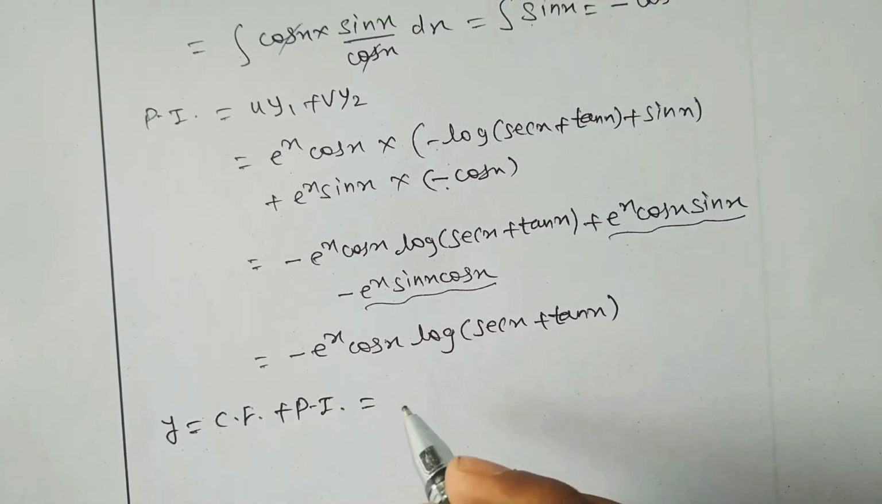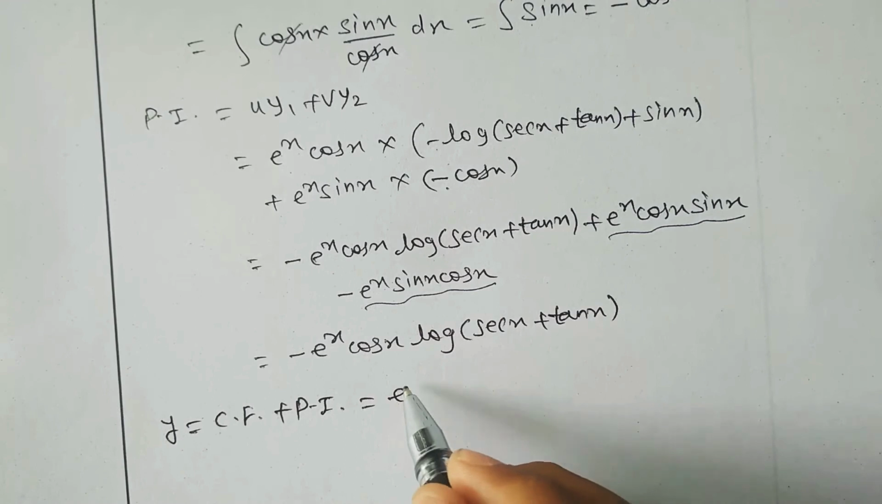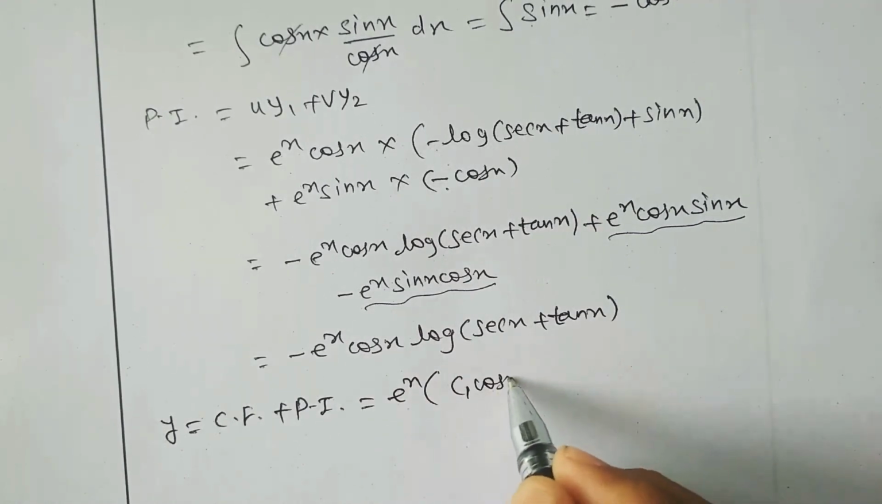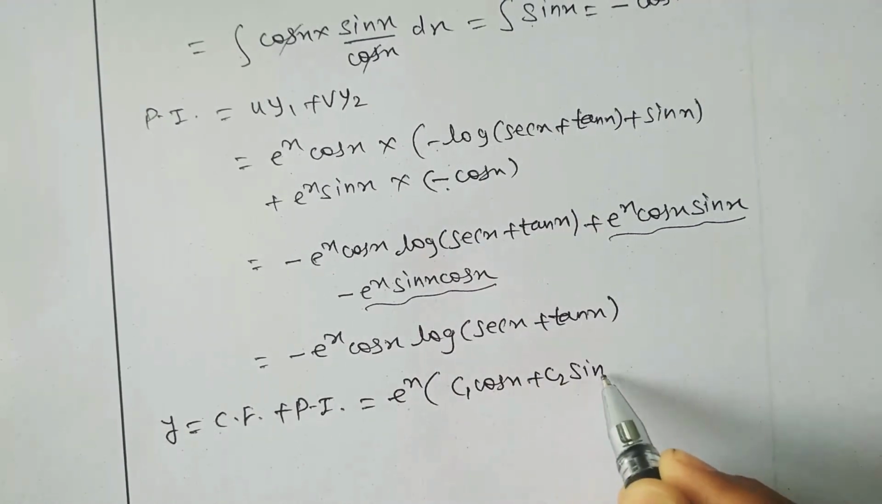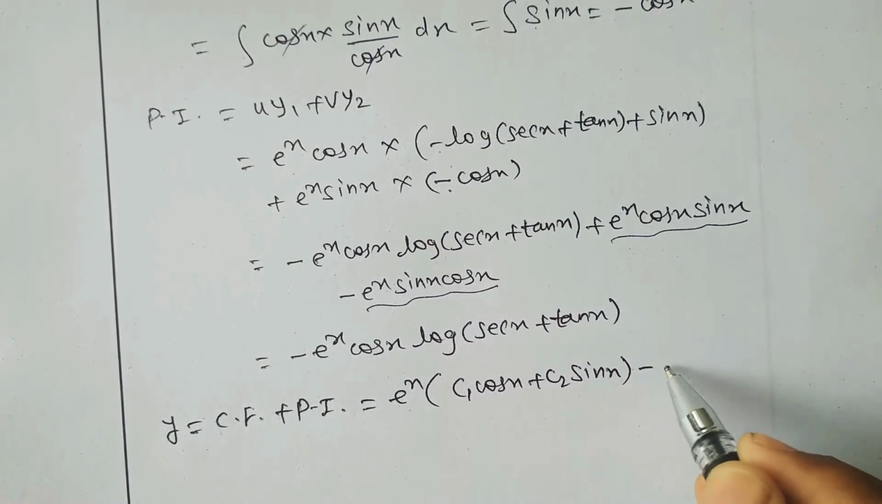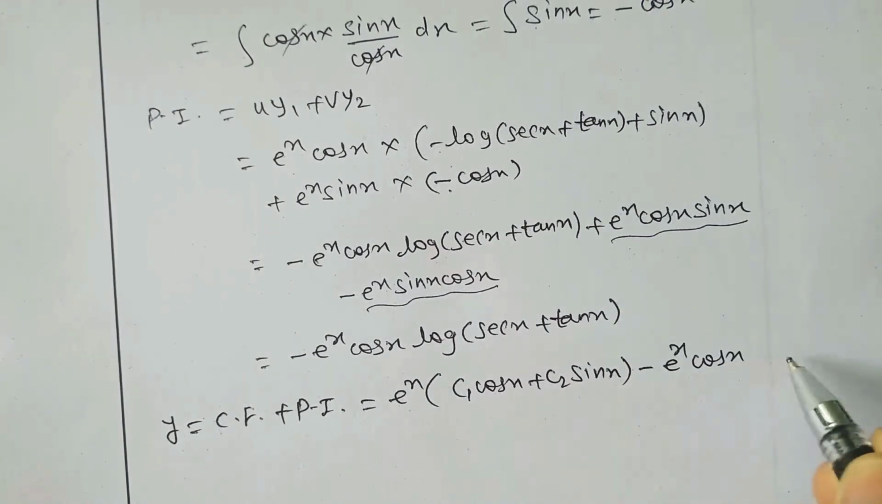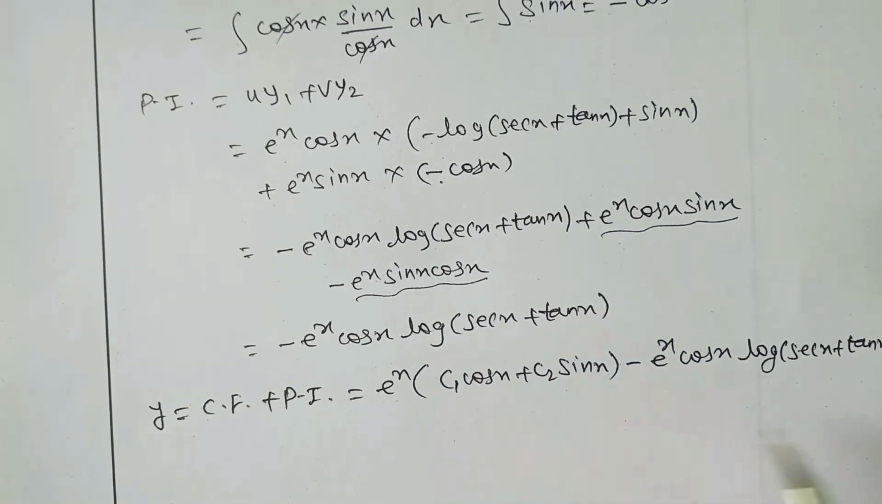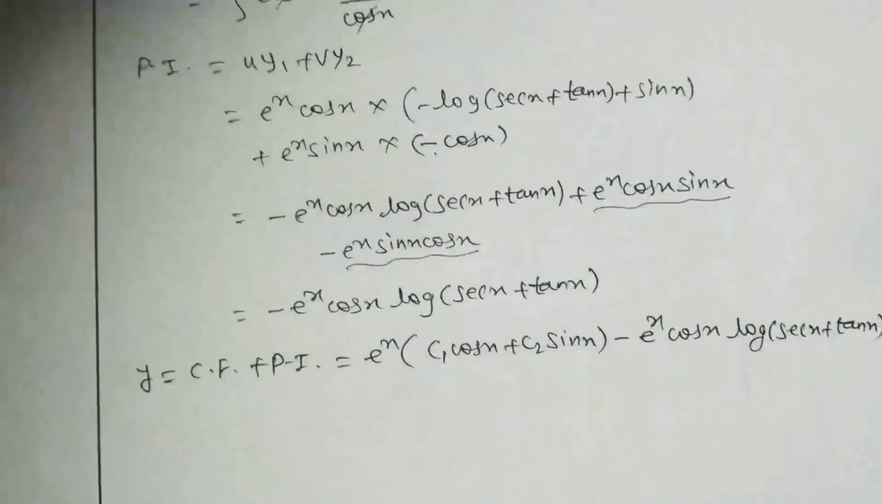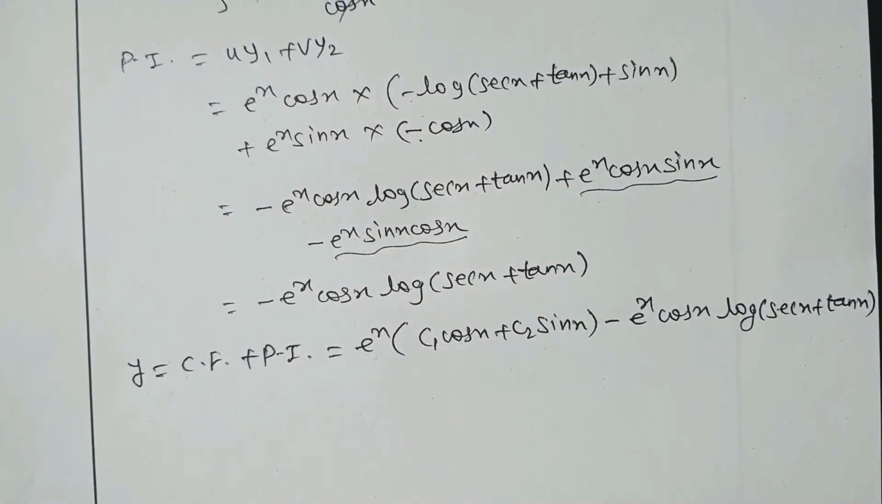CF is e raised to x into bracket c1 cos x plus c2 sin x. PI is minus e raised to x cos x log of sec x plus tan x. So this is the final answer for this problem. Next example.